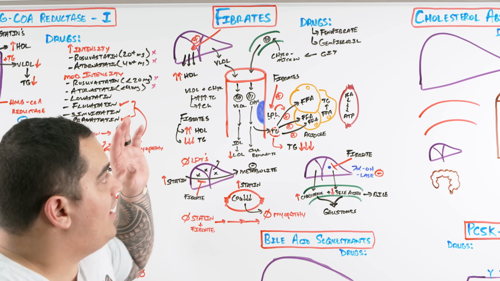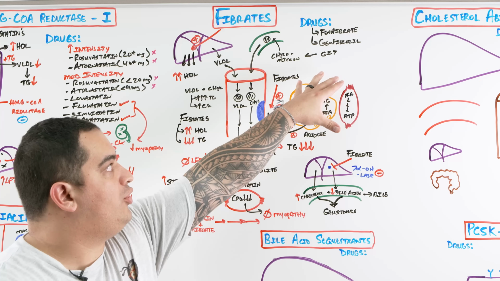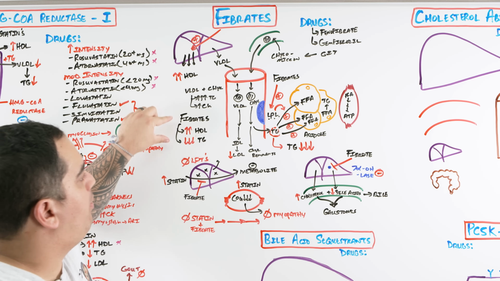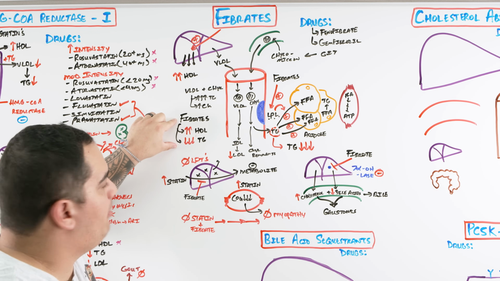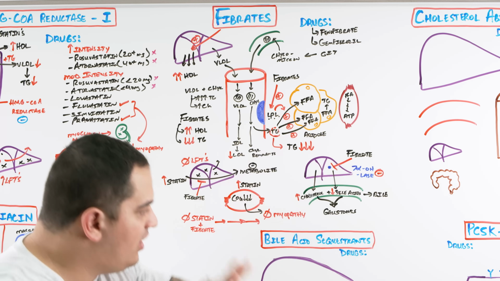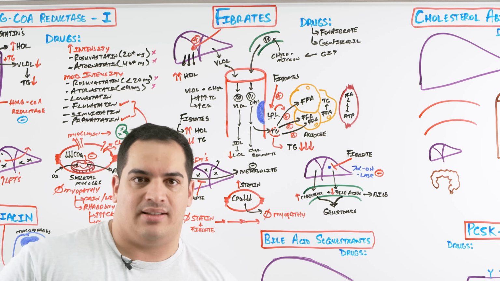All right, so that is our fibrates. We now know the two drugs. We know the mechanism of action here. We know the primary effect that they're going to have on the lipid profile, and we know the adverse drug reactions. Let's move on to the next category, which is the bile acid sequestrants.